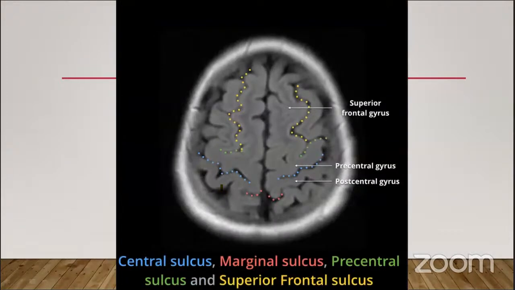In this picture, again, the T-shaped sign has been shown. You can see that anteriorly this sulcus that is running in an anterior-posterior manner highlighted over here is the posterior frontal sulcus.